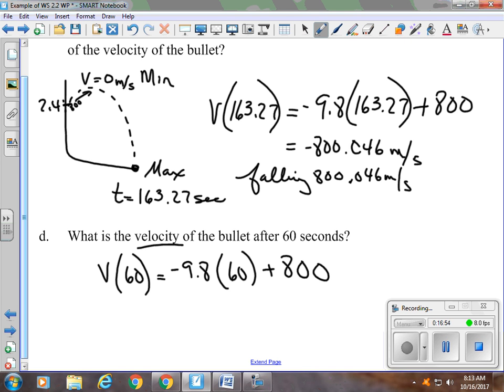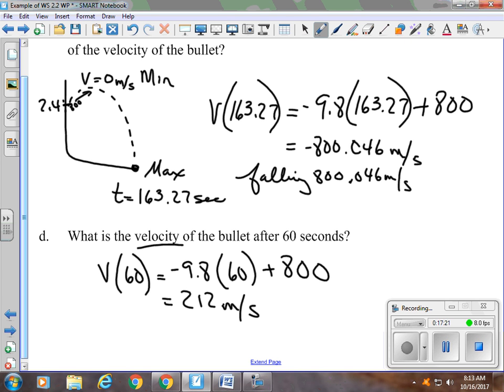So if we put the 60 in, if it comes out positive, that means it happened on the way up to the top. And if it comes out negative, that means it happened on the way down with gravity. It's positive? Okay, positive what? Oh, just 212 meters per second. Oh, that's because there's a 0 on the end. It gets rid of the decimals.